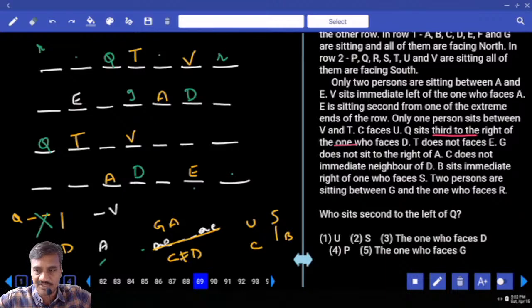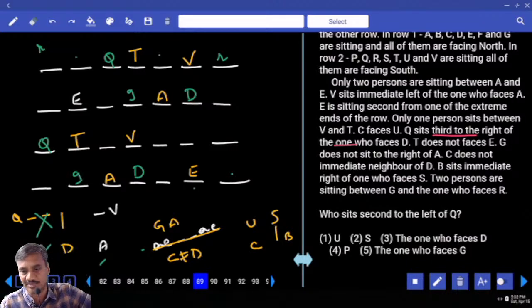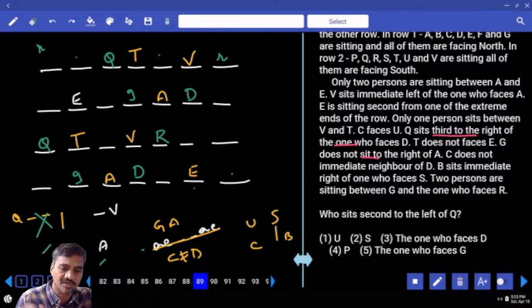And T does not face E. And G does not sit to the right of A, G is to the left of A. G is to the left hand side of A. As G is to the left hand side of A, now G is at this place. What information do we have about G? G does not sit to the right, and C does not sit adjacent. B sits to the immediate right of the one who faces S, and two persons between G and the one who faces R. Where is G? G and the one who faces R is here.